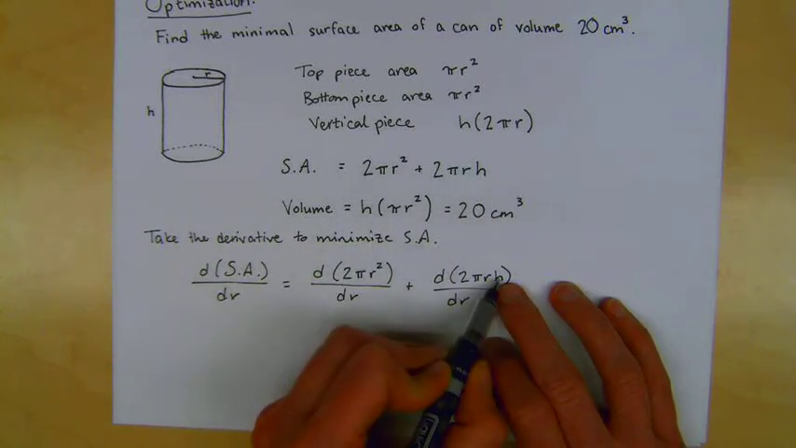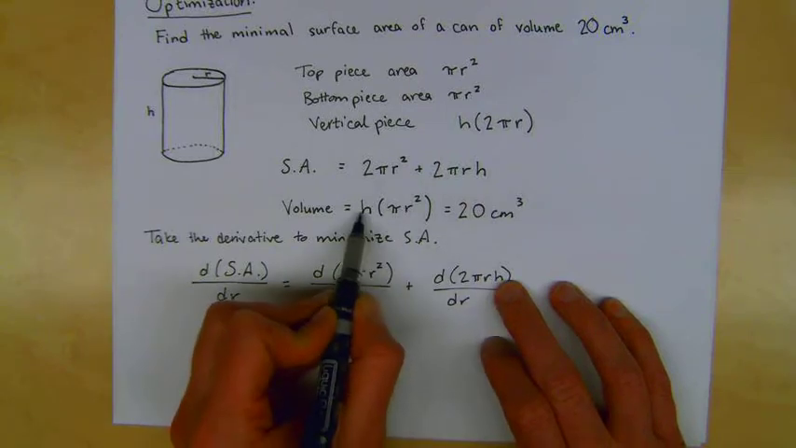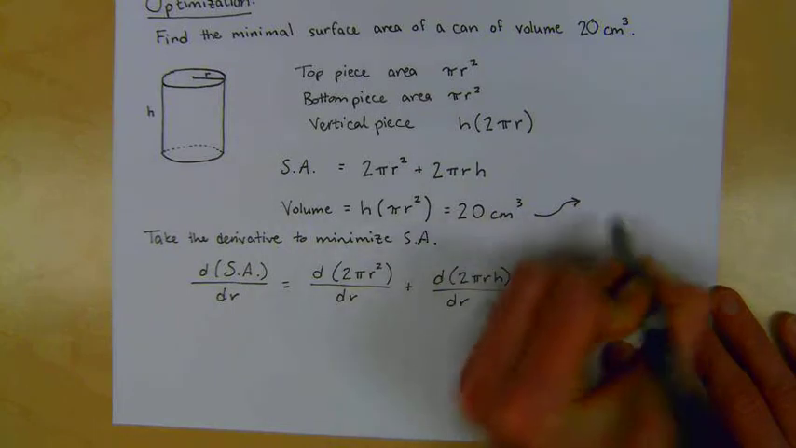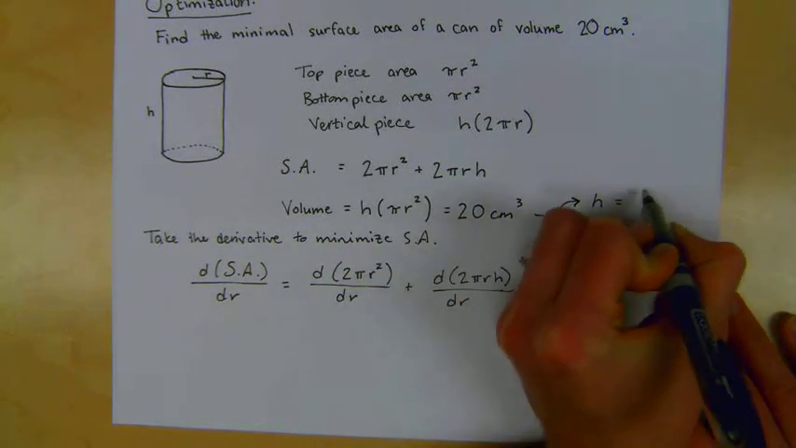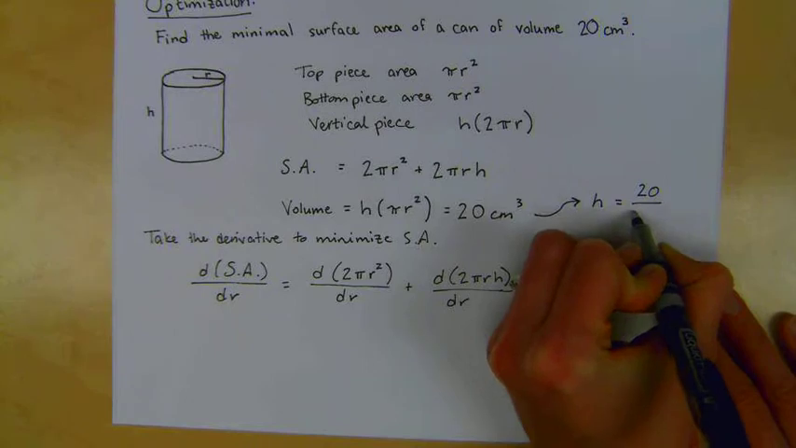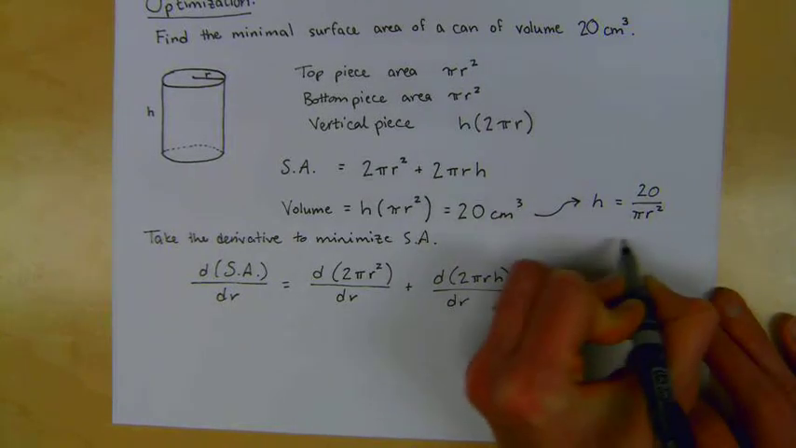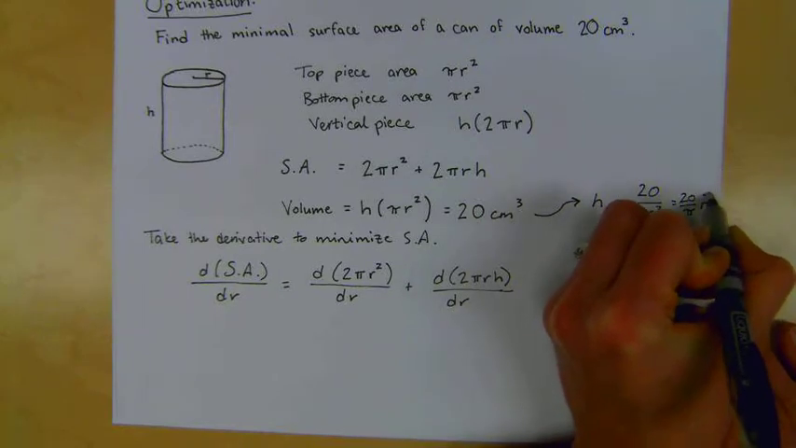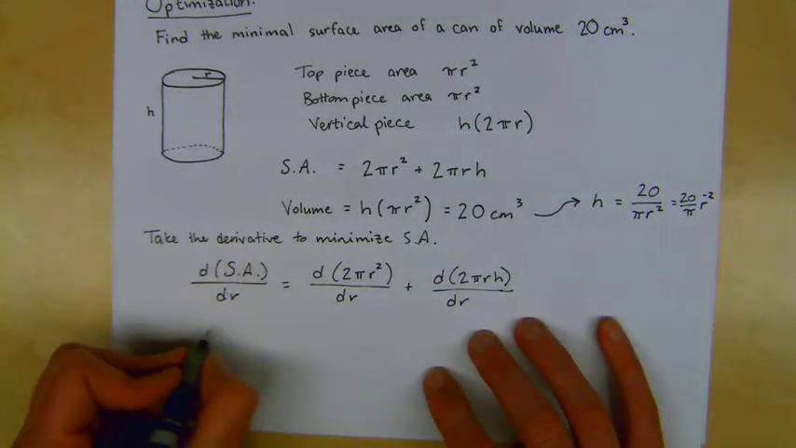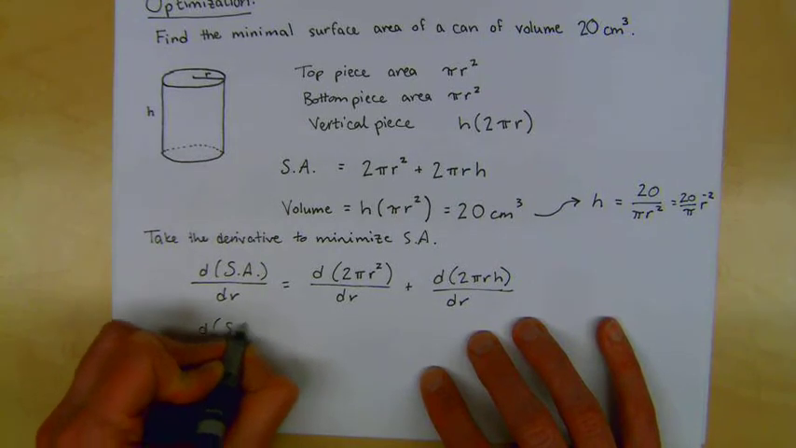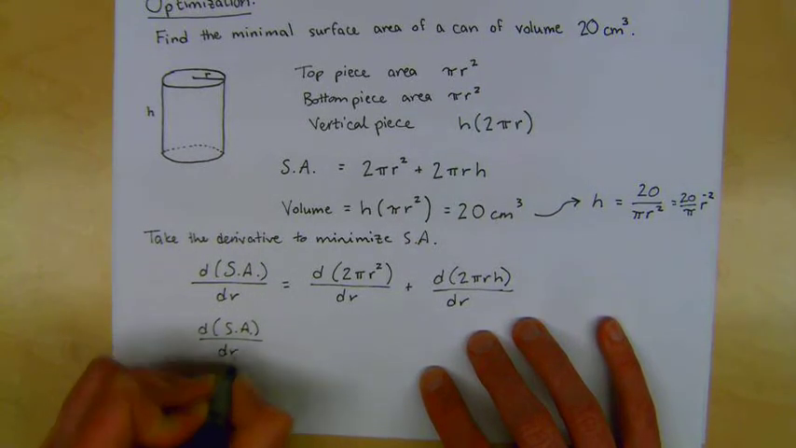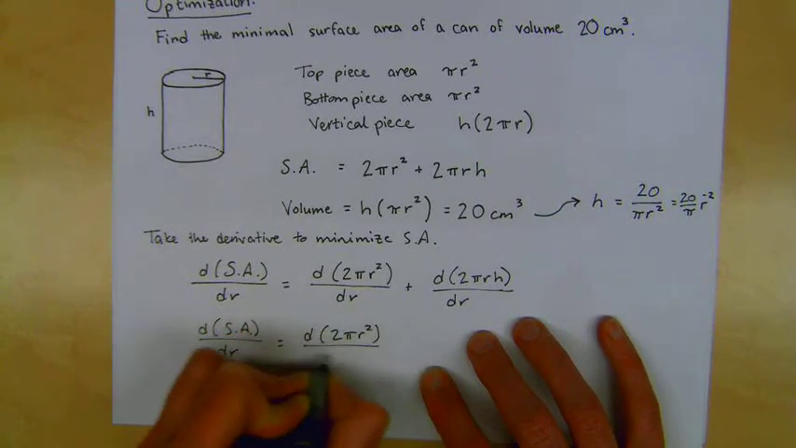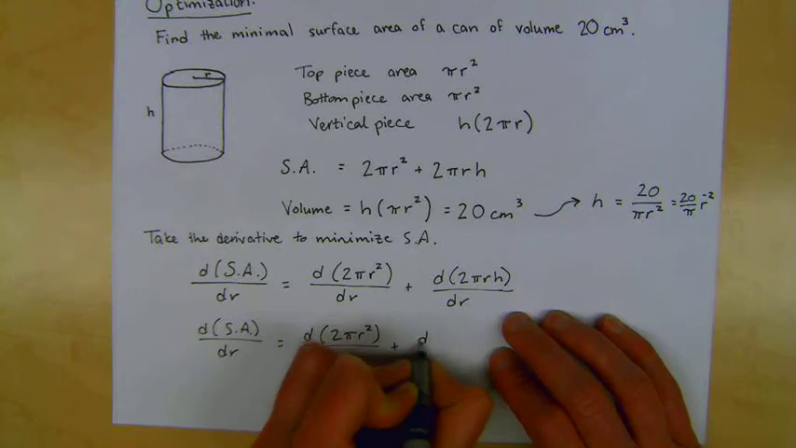So instead of having my h in here, I'm going to solve for h using my auxiliary equation. This equation can be rewritten so I get h is equal to 20 divided by pi r squared, which is the same thing as 20 over pi times r to the negative 2. So including that in my equation, I'm not taking the derivative yet. I'm just going to plug in that value.